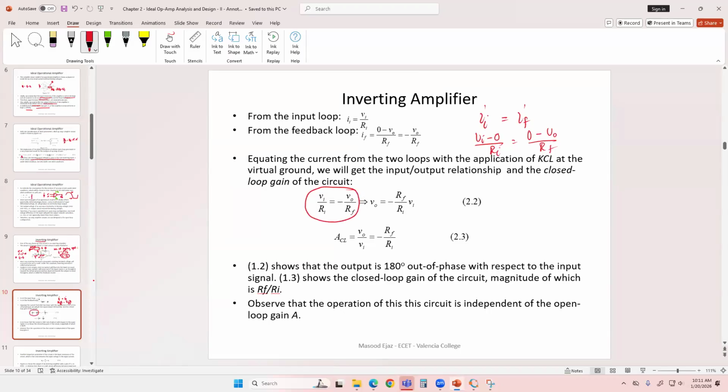V input minus 0 over Ri, or V input over Ri, is equal to 0 minus V out over Rf, or negative V out over Rf, which will give you V out equal to negative Rf over Ri times V input. And that will give you the closed loop gain expression: V out over V input equals negative Rf over Rin.